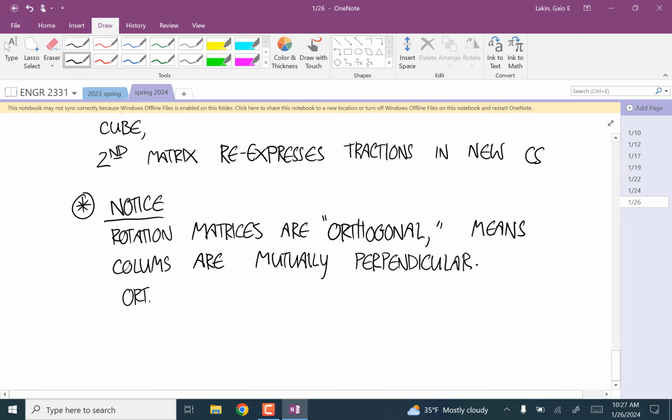For orthogonal matrices, the inverse is the transpose. That's the only type of matrix where you can assume that that's true.